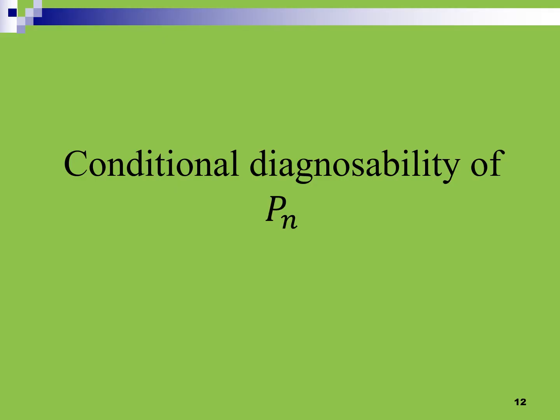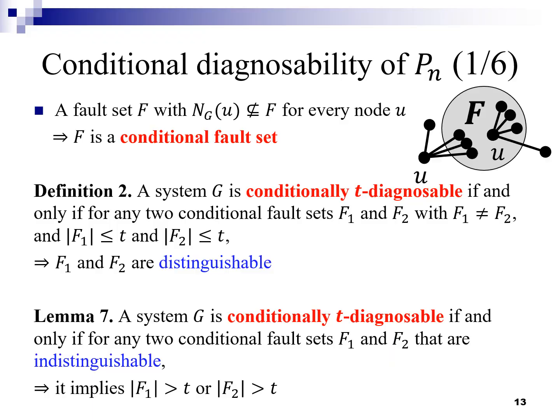And now we come to see our main contribution, which is the conditional diagnosability of Pancake graph, denoted by P_n. We have introduced some useful properties of Pancake graphs, which will be used as a useful tool to solve our main problem in computing conditional diagnosability.